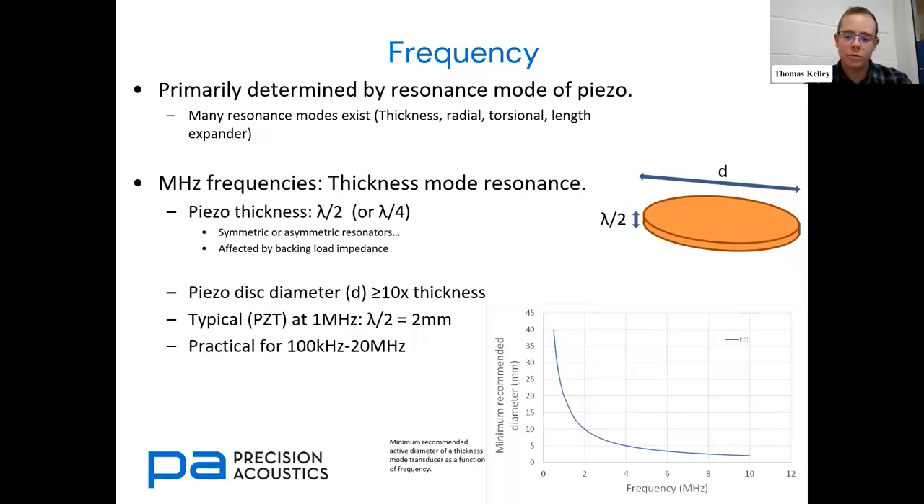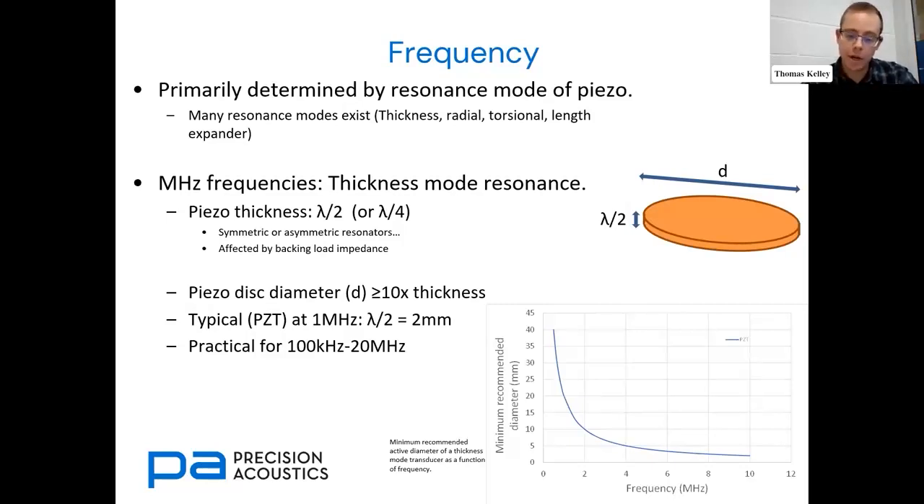All right, so starting with frequency, which is a very fundamental parameter of an ultrasound transducer. I'm going to assume we're all familiar with the concept of frequency, so I'm just going to go straight into what can affect the frequency in a transducer. The frequency is primarily determined by the resonance of the piezo element. But having said that, we can influence it with several other design aspects, which we're going to touch on in a minute. But going back to the resonance of the piezo element, plenty of resonance modes exist.